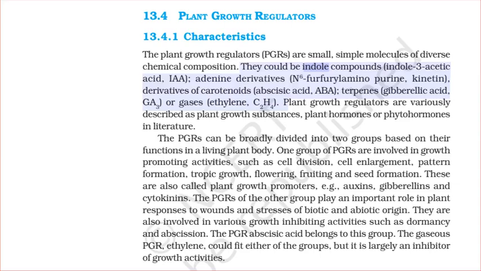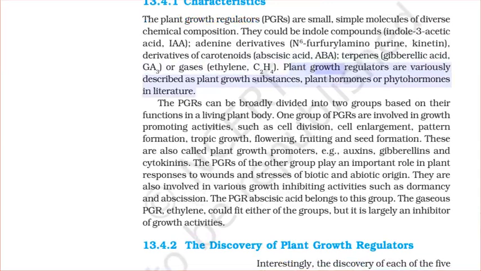They could be indole compounds, indole-3-acetic acid, IAA, adenine derivatives, N6-furfurylaminopurine, kinetin, derivatives of carotenoids, abscisic acid, ABA, terpenes, gibberellic acid, GA3, or gases, ethylene, C2H4. Plant growth regulators are variously described as plant growth substances, plant hormones, or phytohormones in literature.